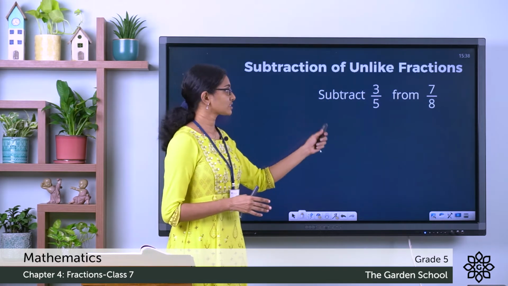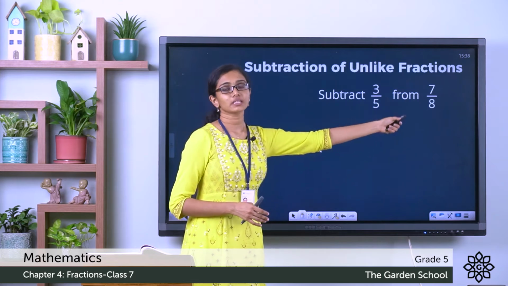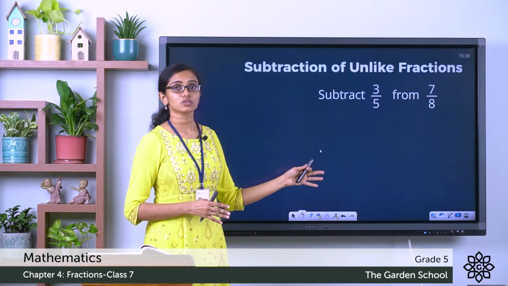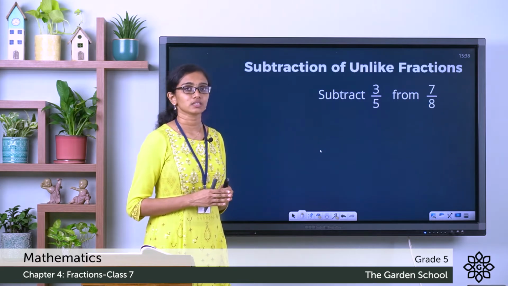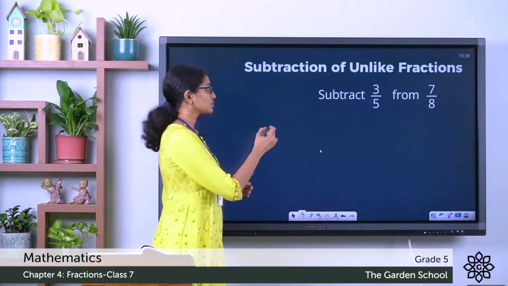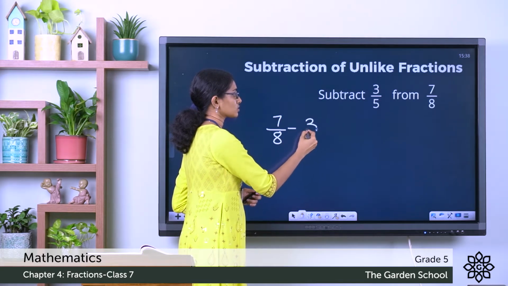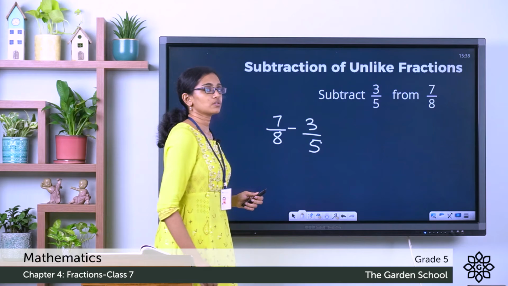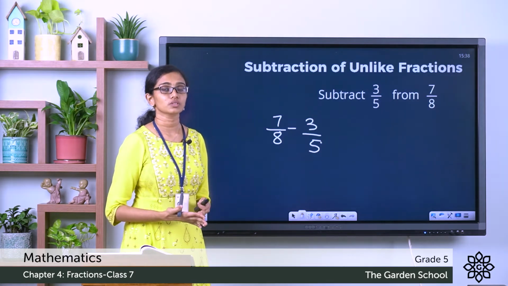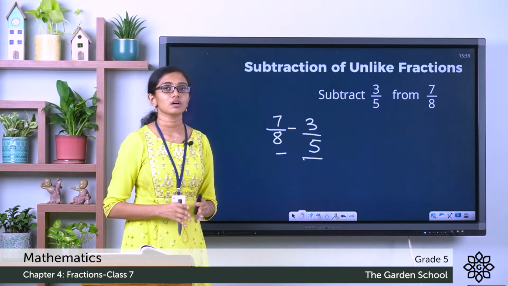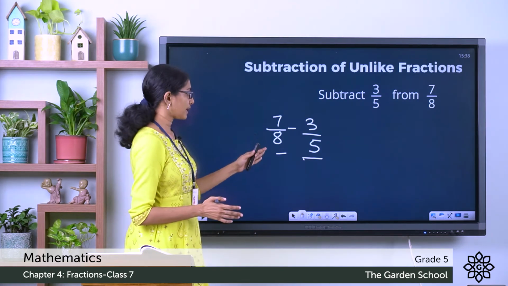Look at the denominators here. One is 5, the other one is 8. Are they the same? No. They are different denominators. These two fractions are unlike fractions. You are asked to subtract 3/5 from 7/8. So this is what you are asked to find out. So how do you find out the answer to this? First, you have to make these two denominators the same by finding out the LCM of 8 and 5.